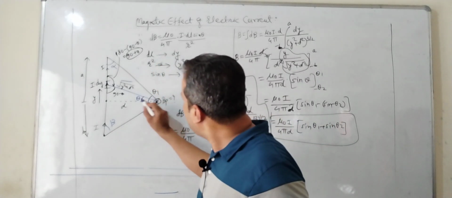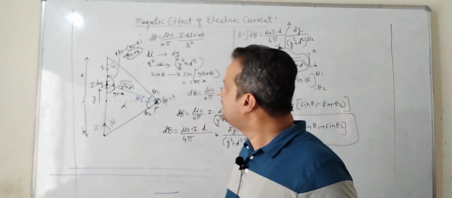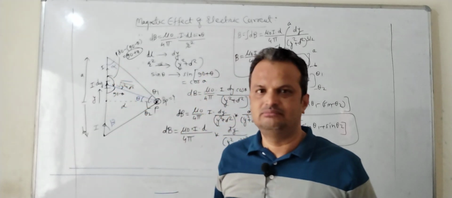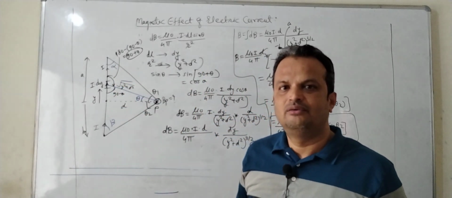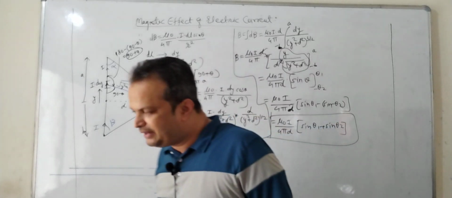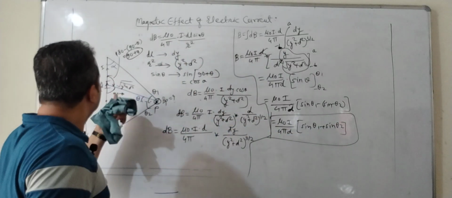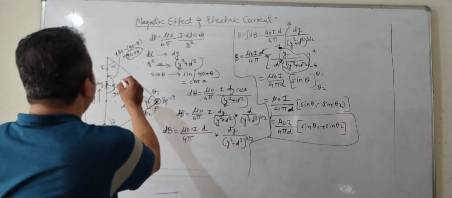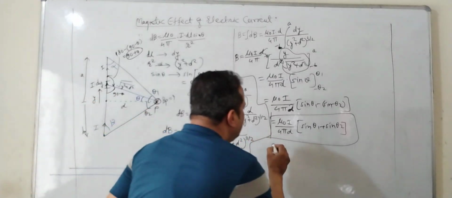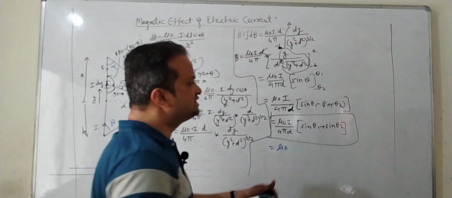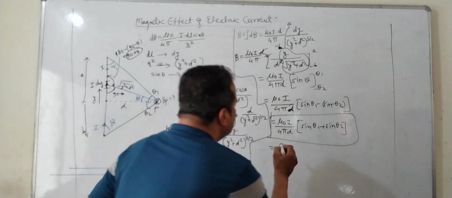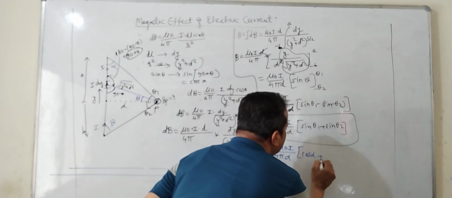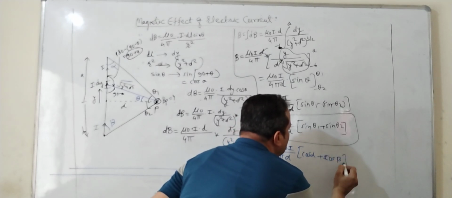See, this is theta 1, this is what? This is the theta 1, this is the 90 degree. What is the value of alpha? Okay, what is the value of alpha? So we can easily find out that this alpha is equal to 90 minus theta, right? So here we can say, whenever you want to replace this theta 1 and theta 2, we can write mu 0 I upon 4 pi d into cos of alpha plus cos of beta.